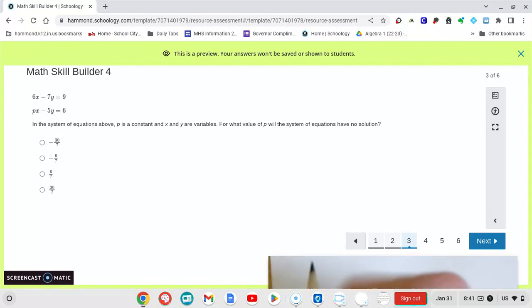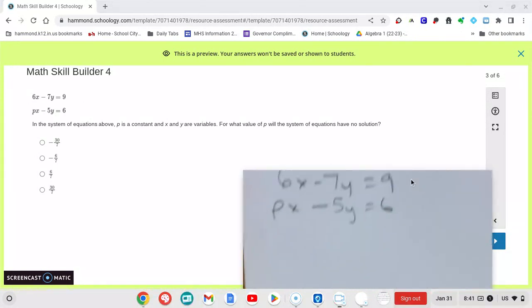All right. So again, we have a system of equations, 6x minus 7y equals 9, and px minus 5y equals 6. And what we're asked to do in this problem, p is a constant, x and y are variables: for what value of p will the system of equations have no solution? Well, when a system of equations has no solution, that tells us that the two lines are parallel.